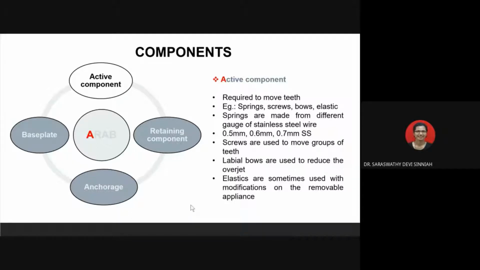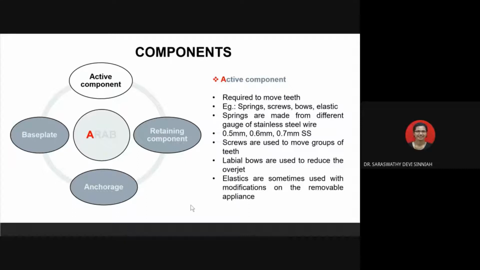Springs are usually made from 0.5, 0.6, or 0.7 millimeter diameter stainless steel wire. Springs such as Z-spring, T-spring, and finger spring are commonly fabricated using a 0.5 or 0.6 millimeter wire. In contrast, buccal canine retractors are usually made from 0.7 millimeter diameter stainless steel wire.